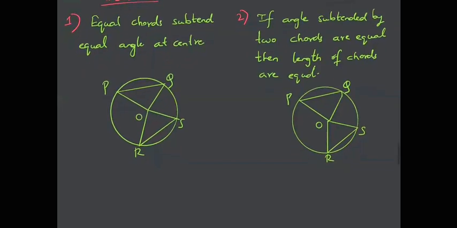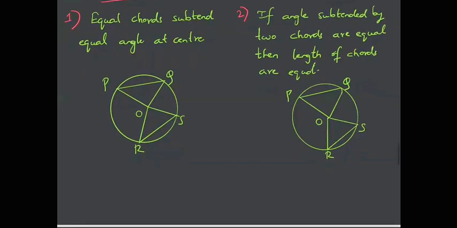Okay, so just quickly prove it. Use the congruency of triangles. So 30 seconds to prove it. Fine. So it is given PQ is equal to RS, you need to prove angle POQ is equal to angle ROS. 30 seconds for this.